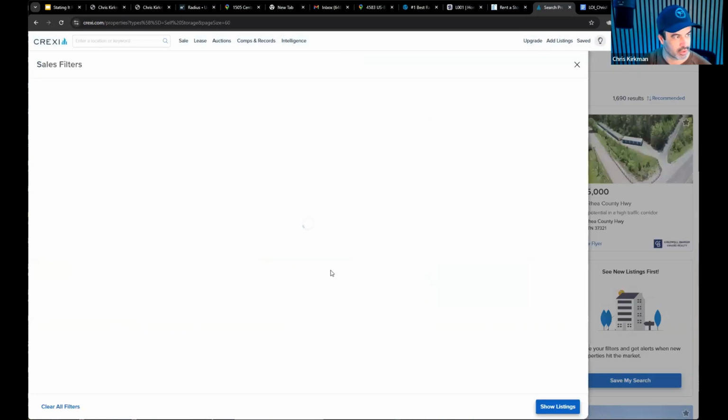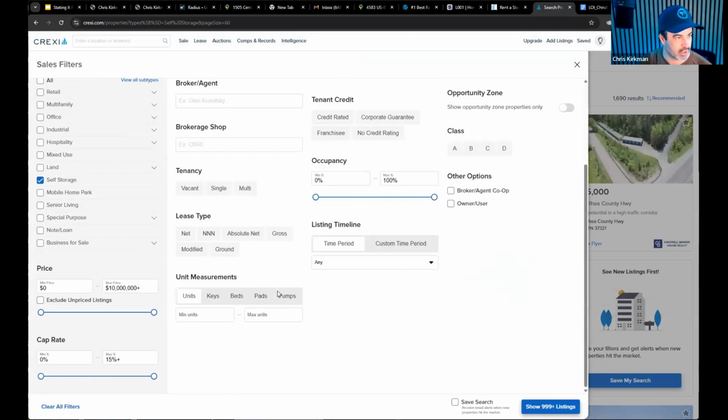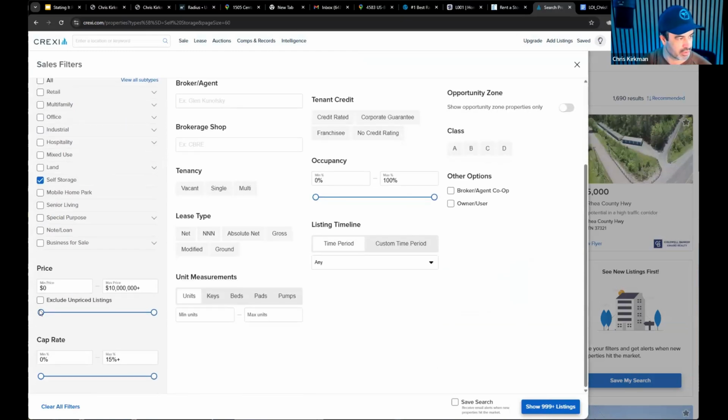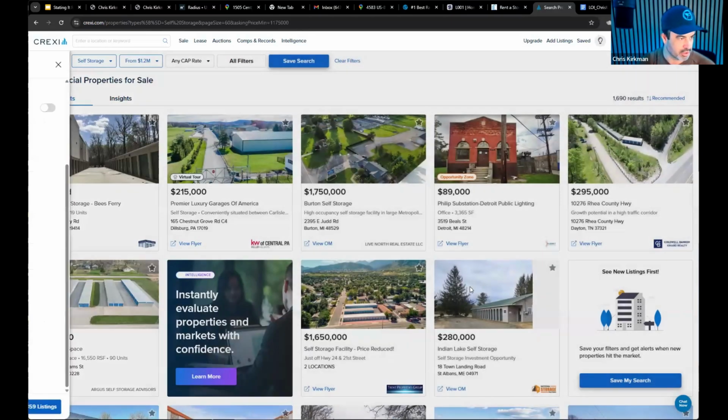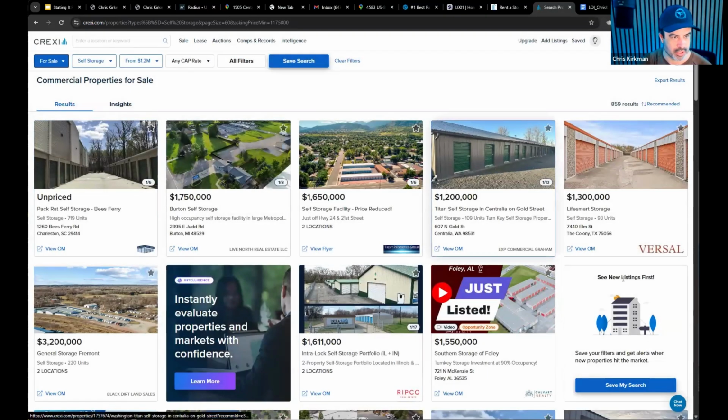You can go to filters. You could basically just play with all the different things. I want properties that are a little bit pricier. You don't want the dinky ones. So ones that are at least 1.75 million, you could just do that. And then you're getting larger properties here.